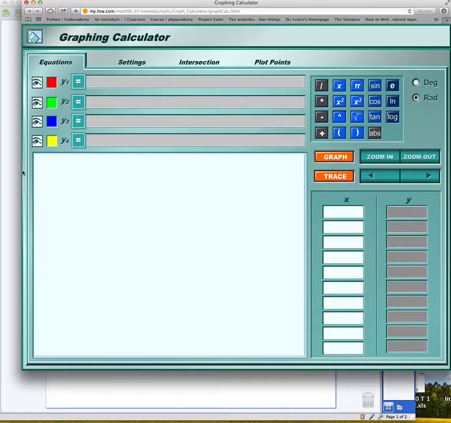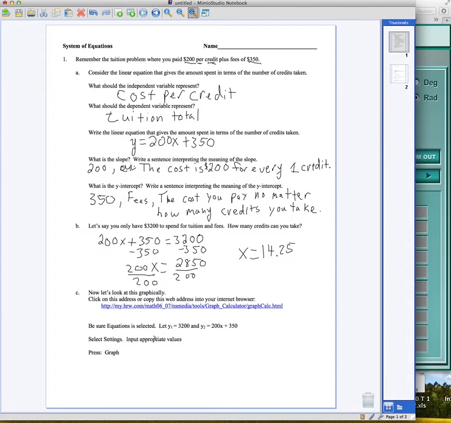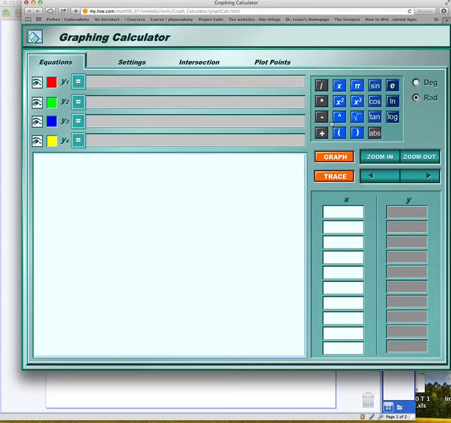Now graphically, so what I did is I opened up that link and went to this website. It says, be sure the equations you selected, y1 is 3,200, y2 is 200x plus 350, input appropriate values in the settings. So let's go here. And this one was 3,200, 200x plus 350. So now I need to adjust my window.